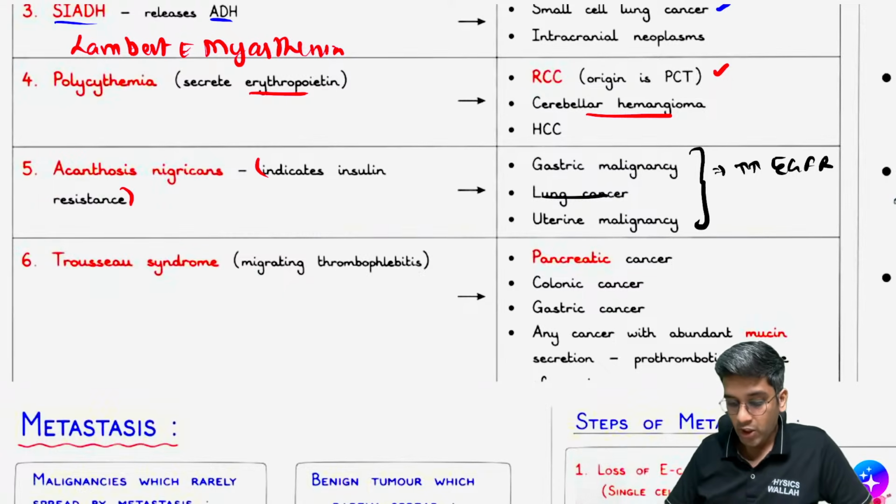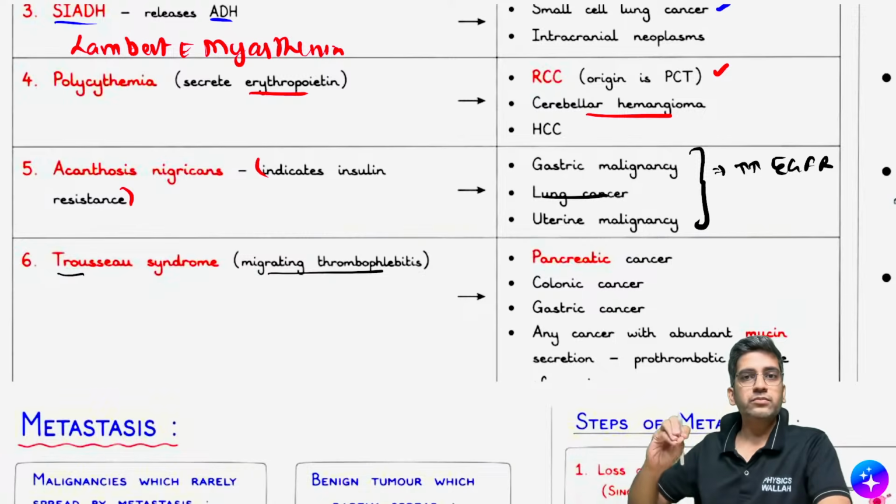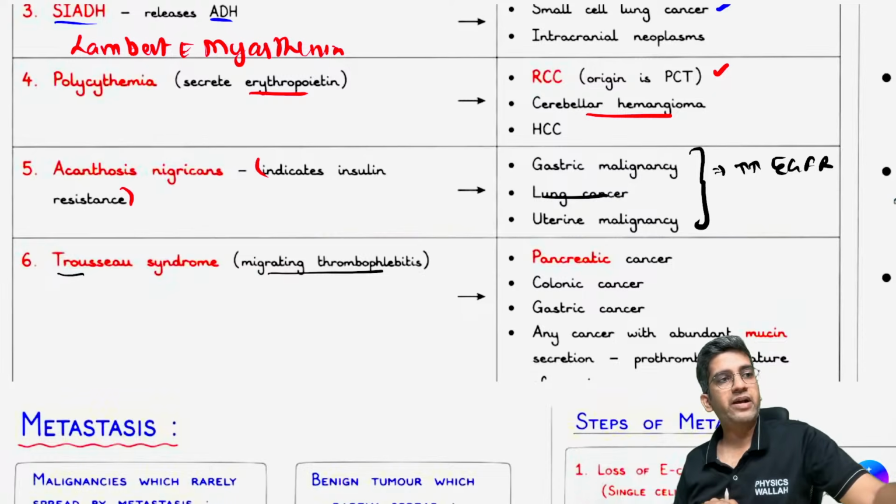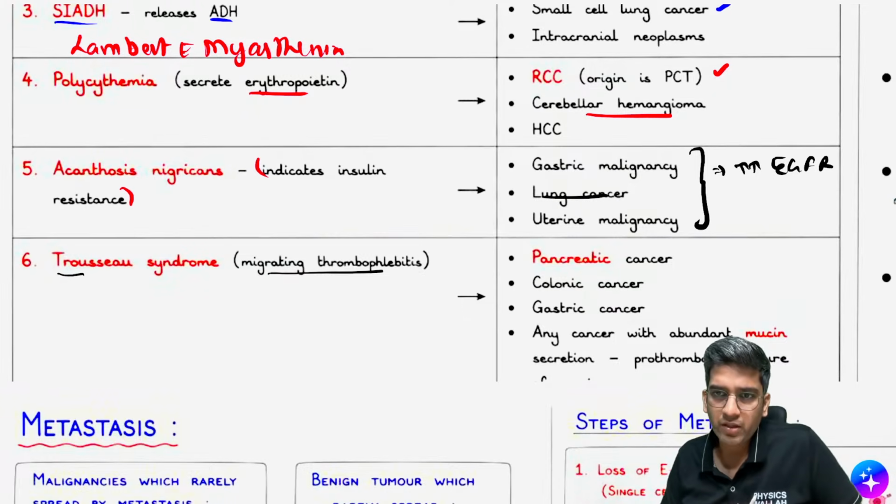Acanthosis nigricans. Trousseau syndrome, you'll have thrombus throughout the body, migrating thrombophlebitis. Fine. Sure, children, it will be available in the Med app. Please go and look at it.